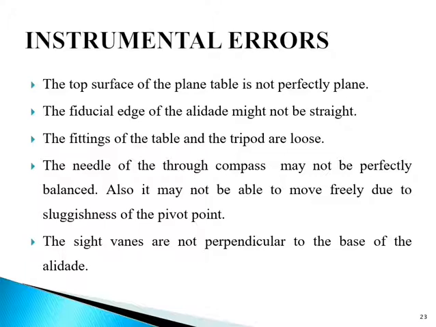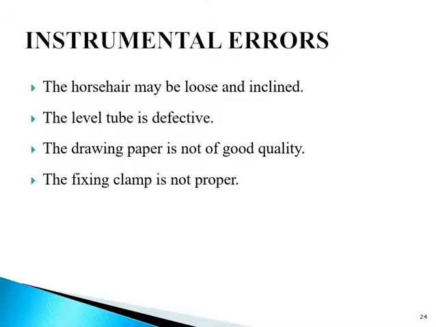The fittings of the table and tripod may be loose, which matters in the process of orientation. The table may loosen up, and the tripod stand or leg may slide. The needle of the trough compass may not be perfectly balanced, and it may not be able to move freely due to sluggishness of the pivot point. The side vanes are not perpendicular to the base of the alidade. The horsehair may be loose and inclined. The level tube is defective. The drawing paper is not of good quality. The fixing clamp is not proper. So these are all the instrumental errors.